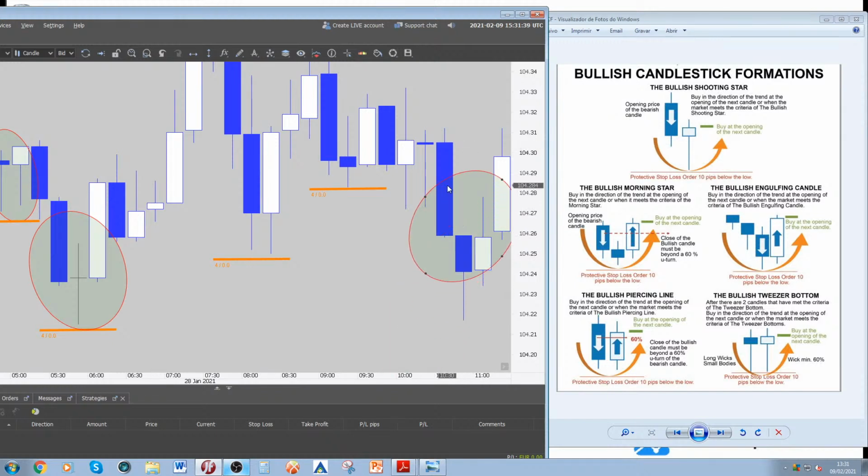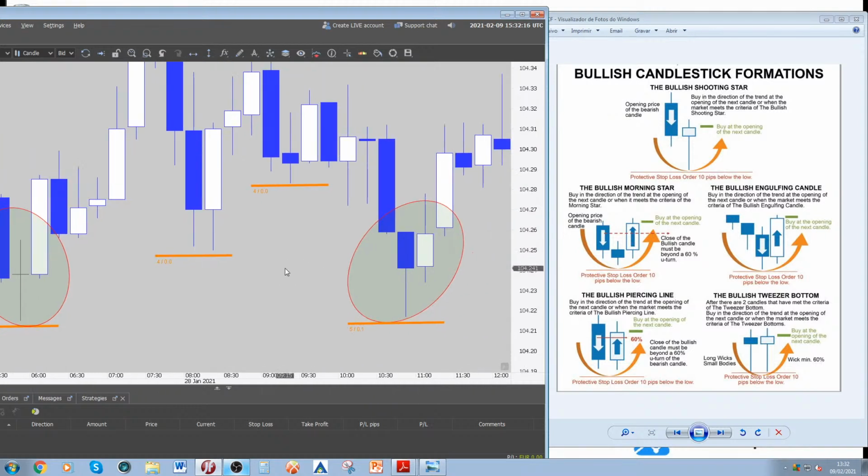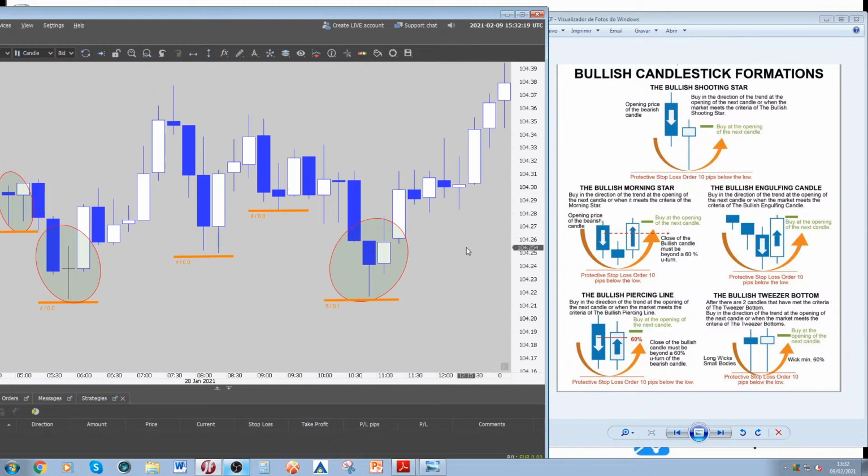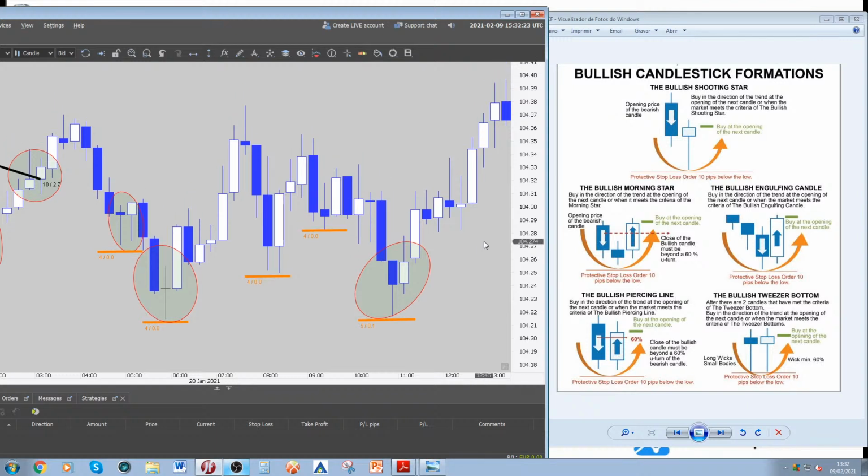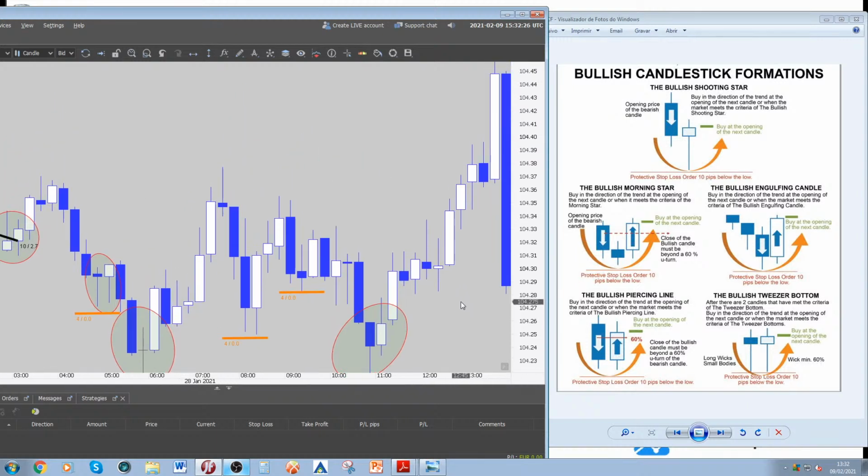Is this a bullish candlestick formation, everybody? This is a difficult one, right? I'm not sure. Well, when in doubt, stay out. If you are not sure whether this is a bullish shooting star, because on the picture it should be a white candle and this is blue, just stay out. But let's say that yes, okay, it's a bullish candlestick formation, and there you go, right? The market went up and up and down, right?